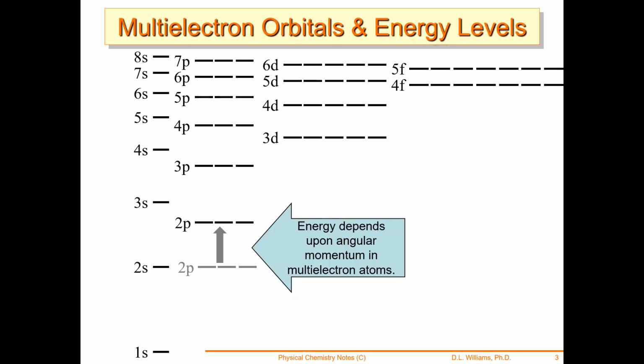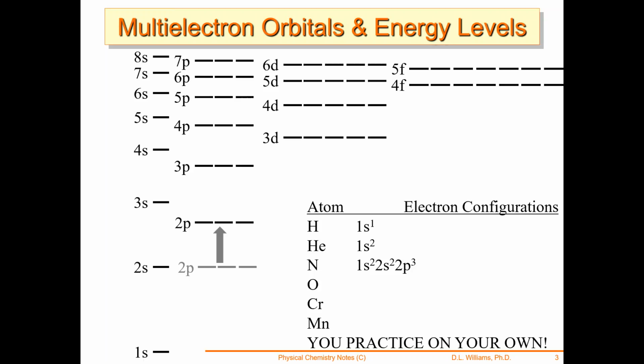If you're going up from an s, which is a spherical orbital with no planar nodes, and you go to a p, now you have more curvature, you should have more kinetic energy in that orbital. And so we see that in multi-electron orbitals and energy levels. And so you can see from this 2p in the multi-electron atom, that 2p has moved up, and now it's a higher energy than the 2s. And so this is where we get all of our electron configurations and the order in which those electrons go.